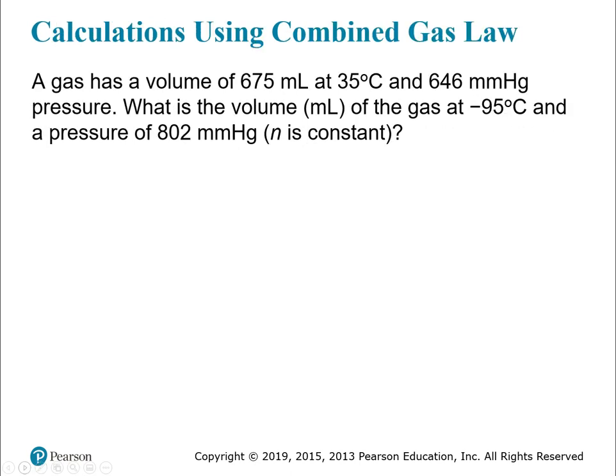Let's try one. I'll get my highlighter out. Here we go. A gas has a volume, so we must be going into initial conditions, of 675 milliliters, that's the volume, temperature, 35 degrees Celsius, and 646 millimeters of mercury pressure. That's a whole sentence of initial conditions. What is the volume in milliliters? That's the question. If now we're at negative 95 degrees Celsius, and a pressure of 802 millimeters of mercury, and n is constant. It's a lot of numbers, y'all.